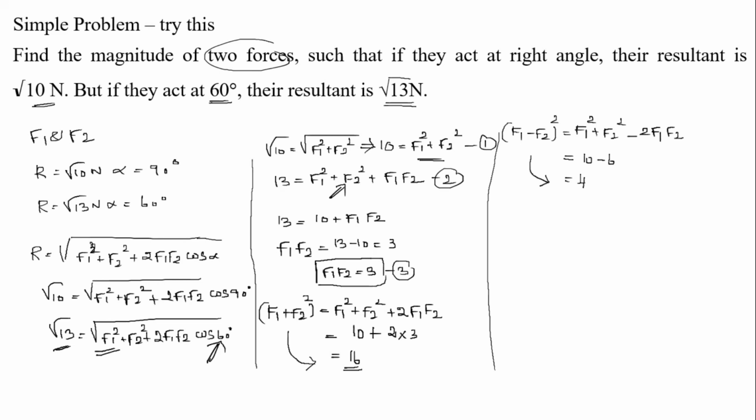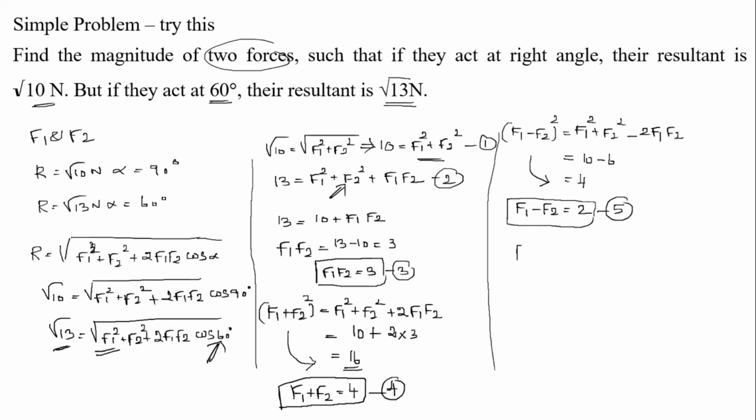Clear? Now, take a root for this F1 plus F2 squared, which is equal to 16, then F1 plus F2, which is equal to 4. For this equation, F1 minus F2, which is equal to 2, right? So, this is one equation and this is another equation, right? So, this is 4 and this is 5, right? So, now solve this 4 and 5.